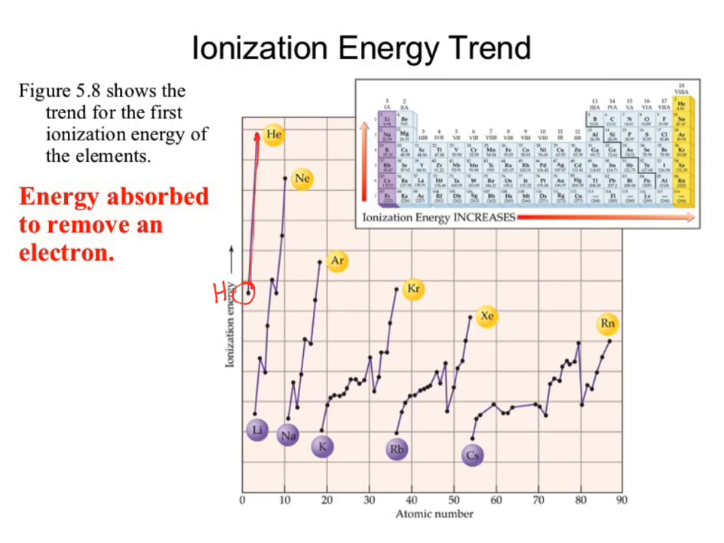We'd move to helium, and the ionization increases. Why does it increase? Helium is smaller than hydrogen, which means the electrons are closer to the nucleus. It's going to require more energy to rip them away.